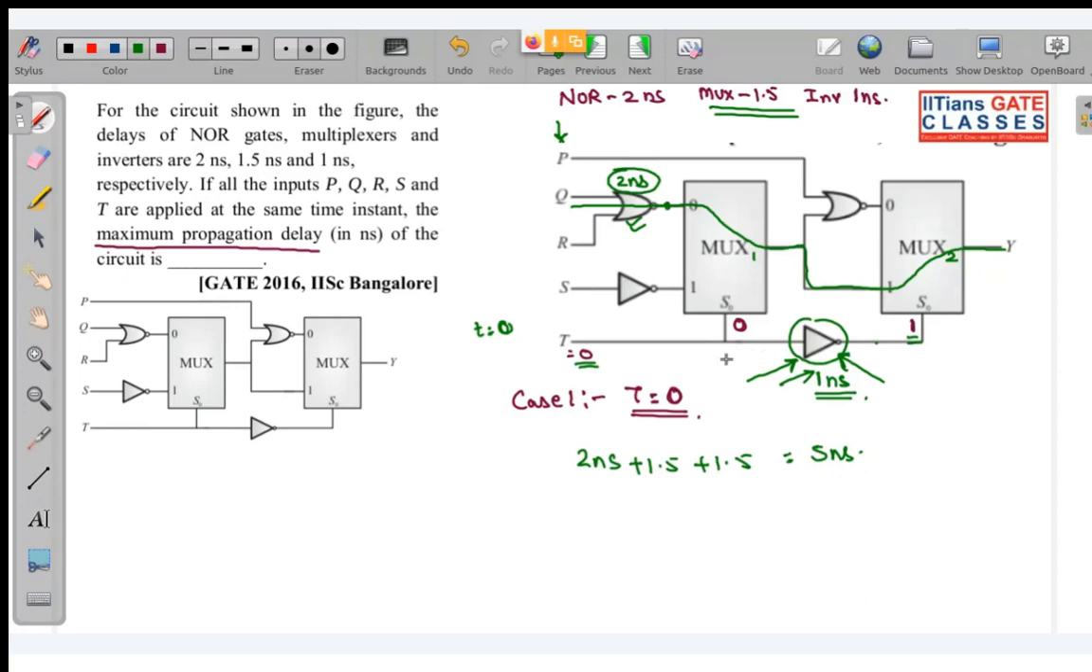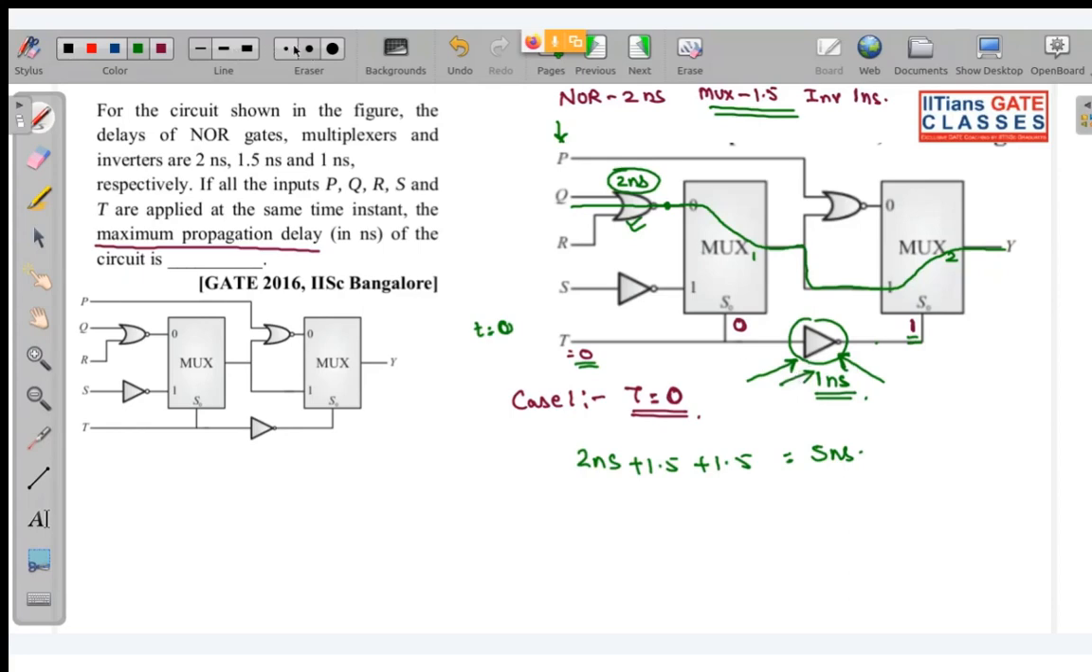Now tell me, is this clear? Is the concept clear? Everyone tell me why we are ignoring this 1 nanosecond. Anyone have any doubt? You can ask.